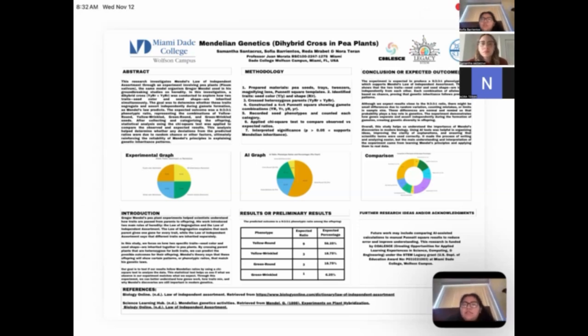Our prepared materials are pea seeds, trays, tweezers, a magnifying lens, and Punnett square templates. Our identified traits are seed color and shape. We crossed heterozygous parents, constructed a 4x4 Punnett square showing gamete combinations, recorded seed phenotypes and counted each category, applied a chi-square test to compare observed versus expected ratios, and interpreted significance.